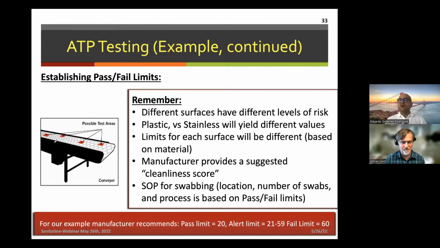The manufacturer may suggest some values. So for that specific equipment, down here, this is what the manufacturer suggests. Our measurement of 51 was within the value that the manufacturer gave us. But this is just for that specific example. It could be different. And the final key is to make sure that we have significant SOPs in which we clearly describe the location, the number of swabs, the pass and fail limits, and how to swab each surface.